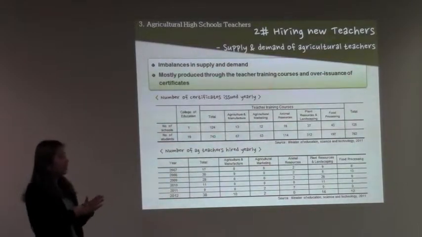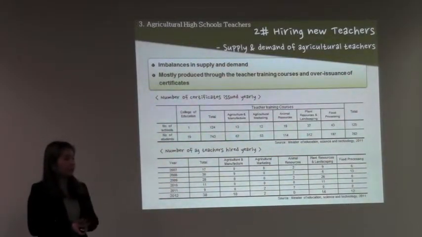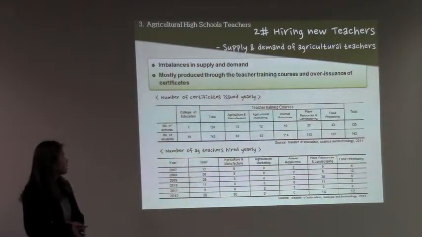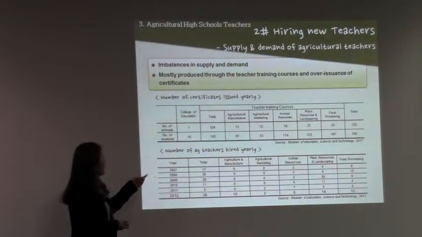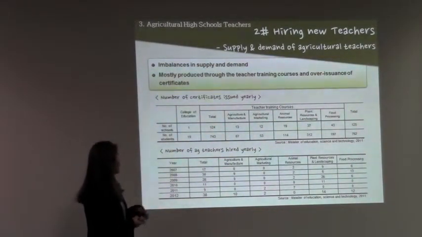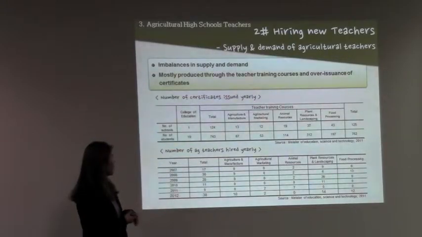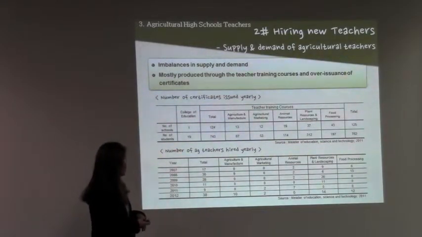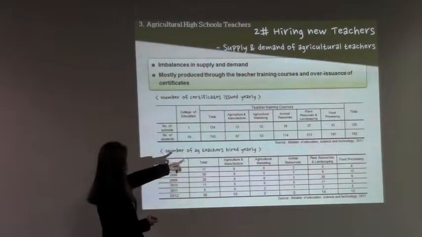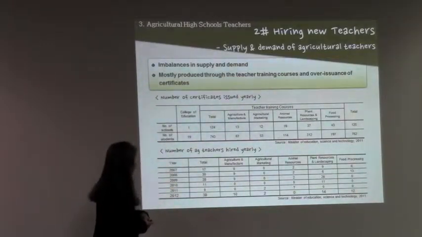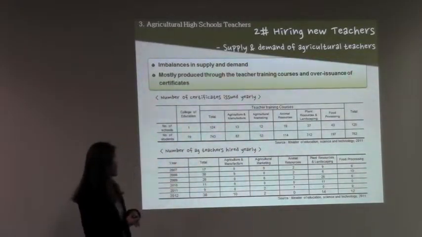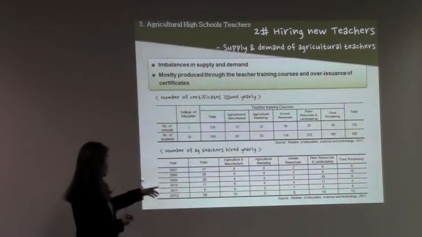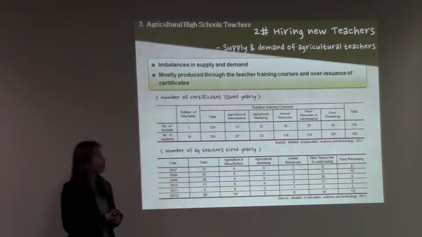But the supply and demand is very imbalanced in Korea. So look at this table. In 2011, the number of certificates issued yearly was about 700 in total, but the number of agriculture teachers hired yearly was only 9 in 2011. So it is very imbalanced.